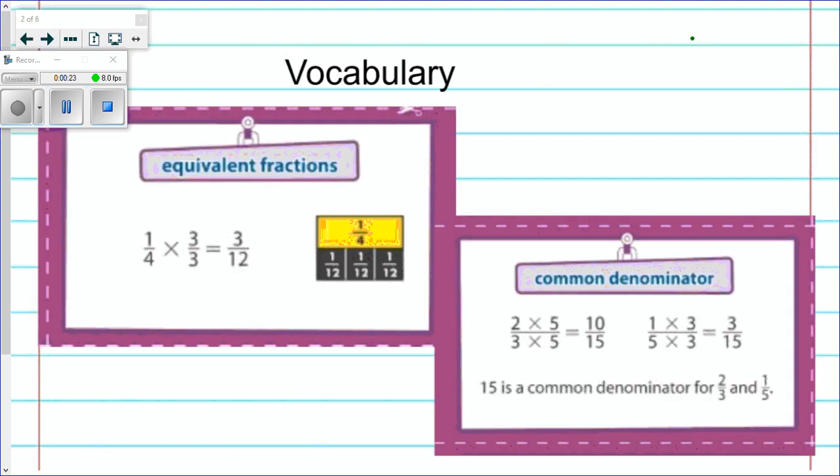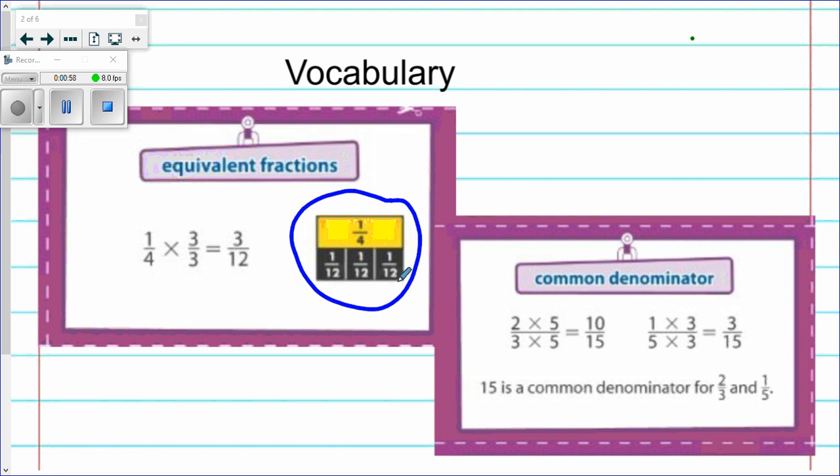We have vocabulary for this lesson, and our vocabulary terms are equivalent fractions and common denominator. An equivalent fraction means fractions that are of equal value. So you'll notice in the example that 1/4 is equivalent or equal to 3/12. And you can also see this by looking at the fraction strips. We will be using those and have those available throughout the unit to show some equivalencies like this. It shows that 1/4 can also be broken up into 3/12.